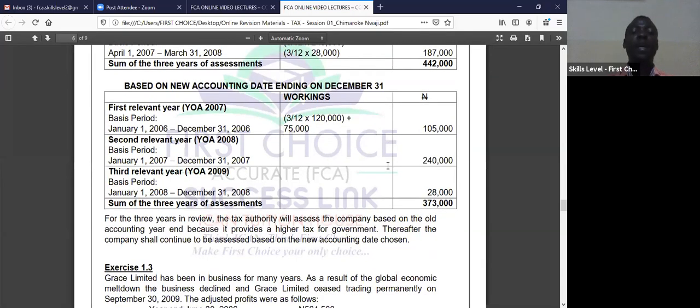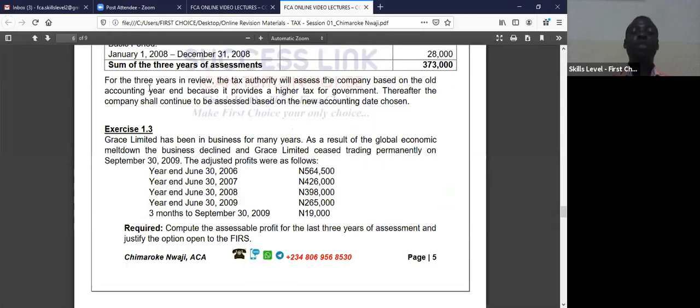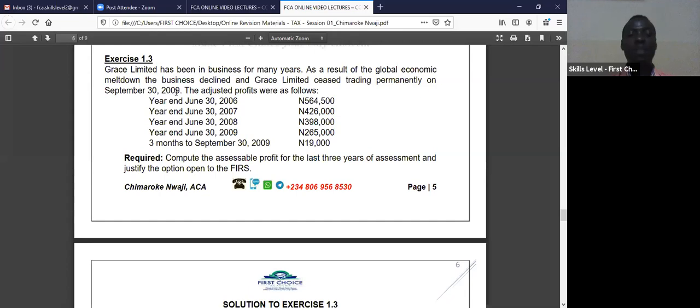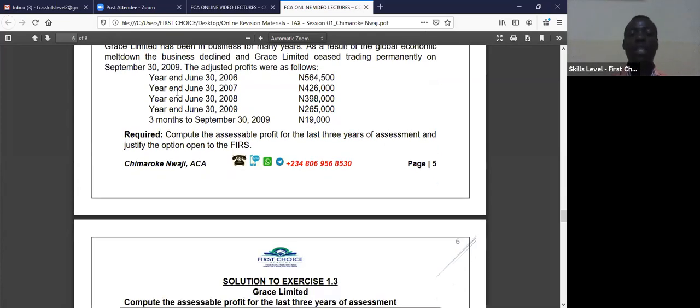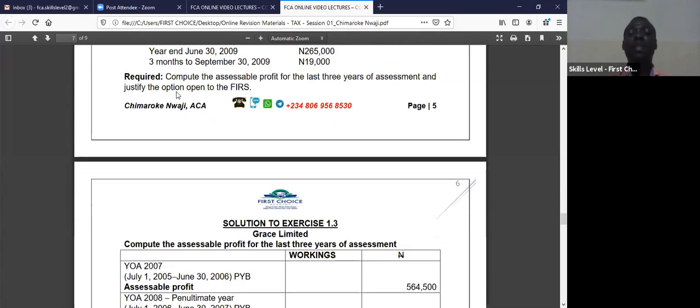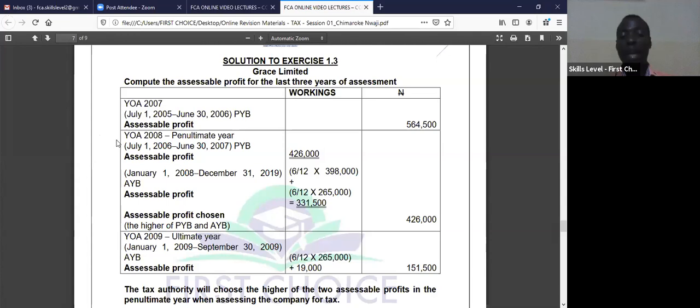Now, when it comes to cessation rule, all you need to do is to know when the business ended. That year the business ends is called the ultimate year. Now, the year before the ultimate year is called the penultimate year. Now, what you need to know is this. In the penultimate year, that is the year of deciding which tax you will pay, you first of all do your preceding year basis and get a figure. You come back again and do your actual year basis and get a figure.